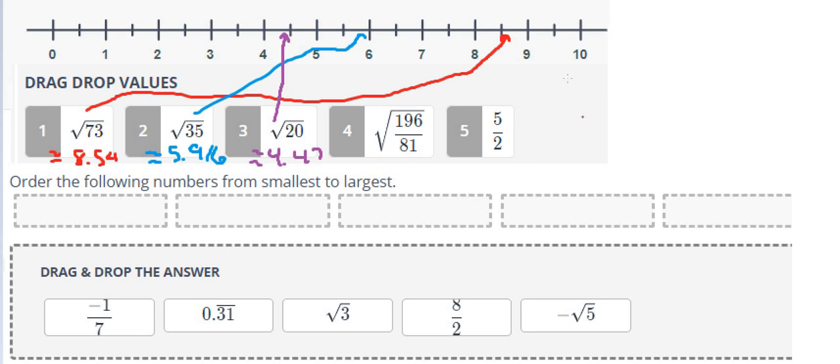Now I'm going to do the last one here, 5 halves, which is the same thing as 2.5. So that's going to go right here, halfway between 2 and 3.